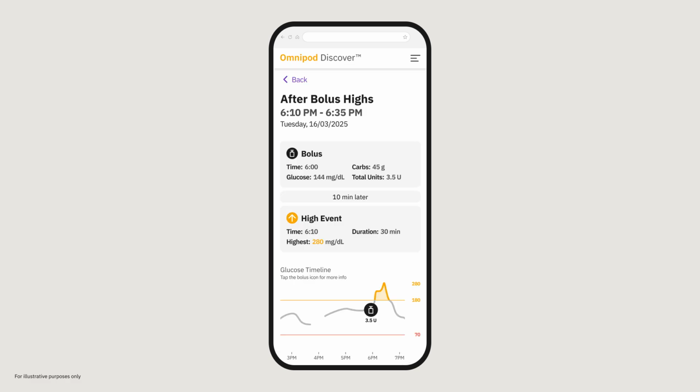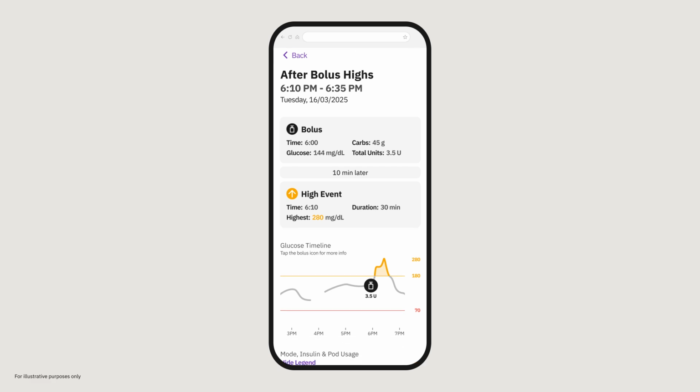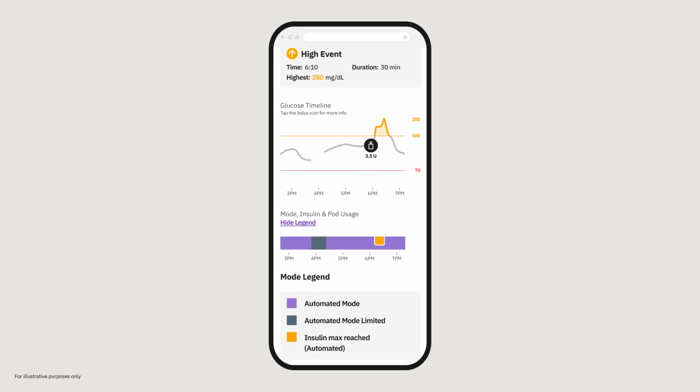On the details screen, you'll see your glucose trend and insulin delivery before, during, and after the high. Yellow highlights show when glucose was high. A black bolus icon means insulin was given. Tap it to learn more. At the bottom of the screen, you'll find info about your mode, insulin, and pod usage. This section illustrates what state your Omnipod 5 was in during the event. You can tap Hide Legend if you don't want to see the mode legend.